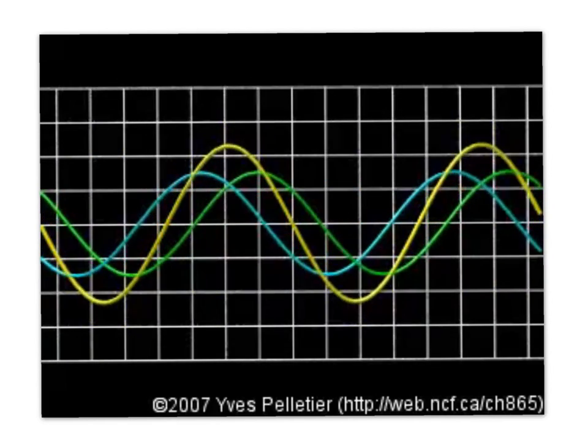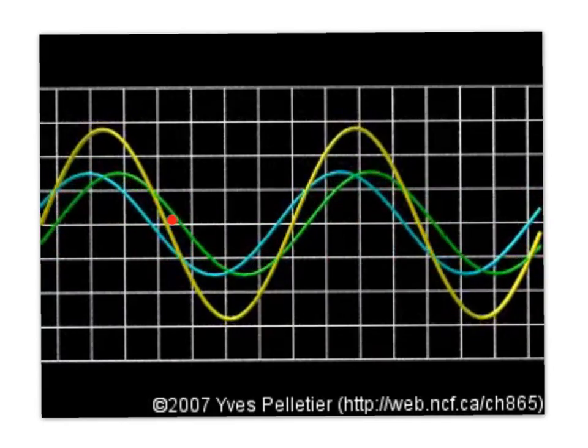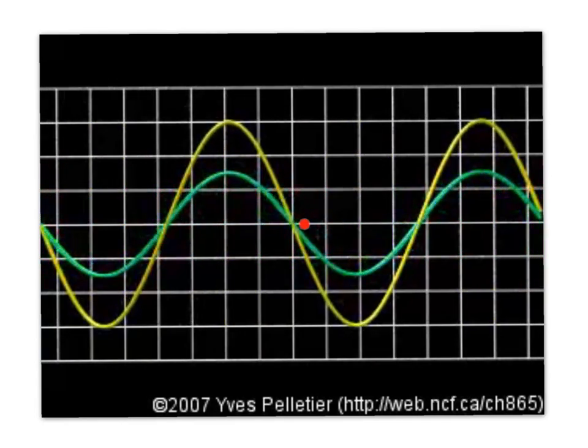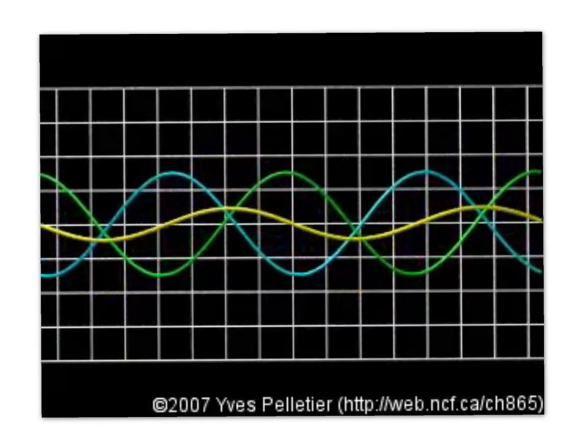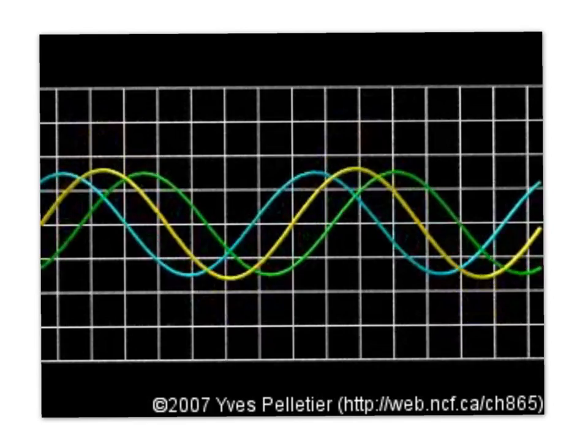Okay, so I let it play again. Can you see if I point at this position here, it never moves? Right, it never moves. And in this position also it never moves. So these are called nodes. There are also positions where you have maximum amplitude.